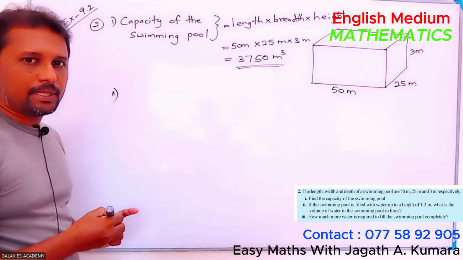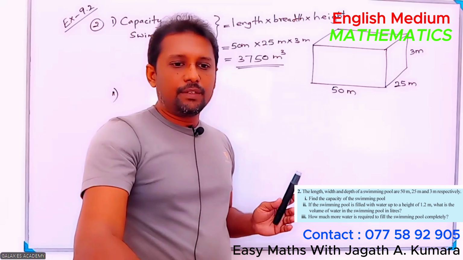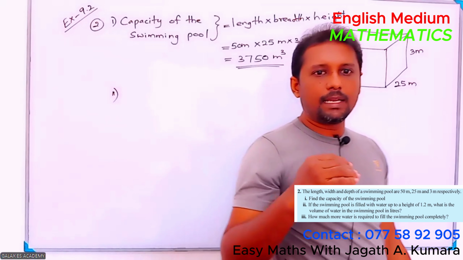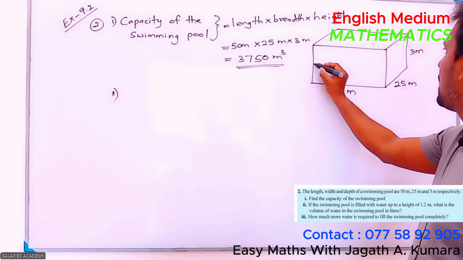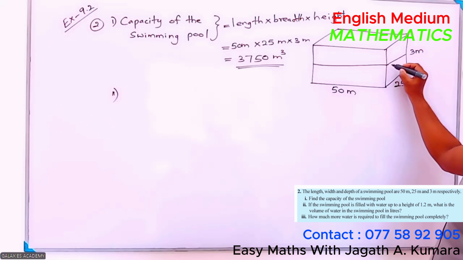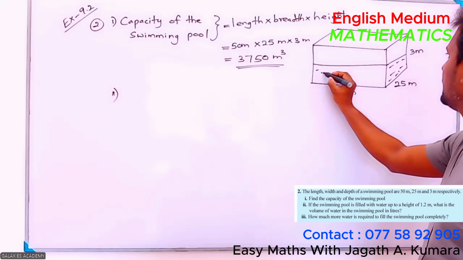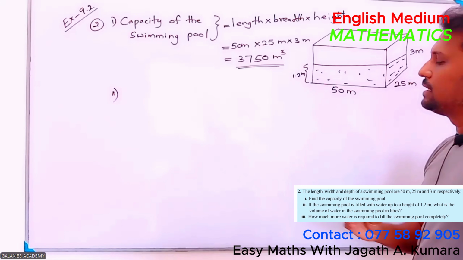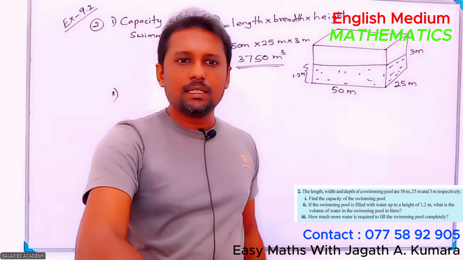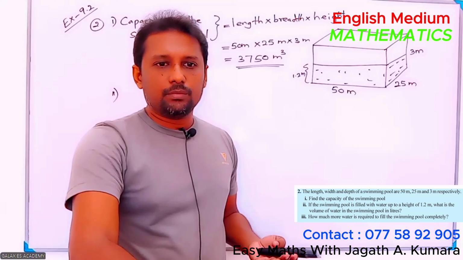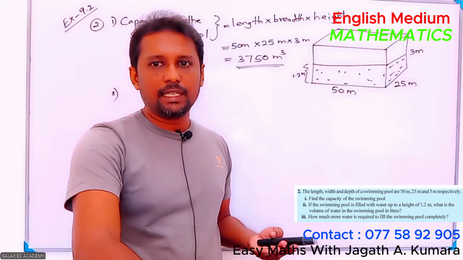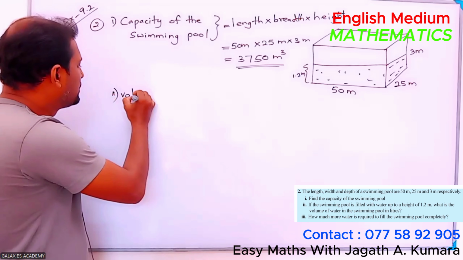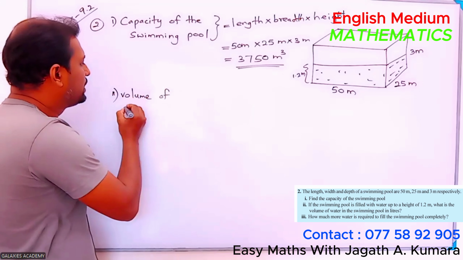The second part says this tank is filled with water up to 1.2 meters. Right, the height of the water in the tank is up to 1.2 meters, like this. Then you have to find what is the water volume, right? The volume of the water contained in the swimming pool. How can you find the volume of the water?